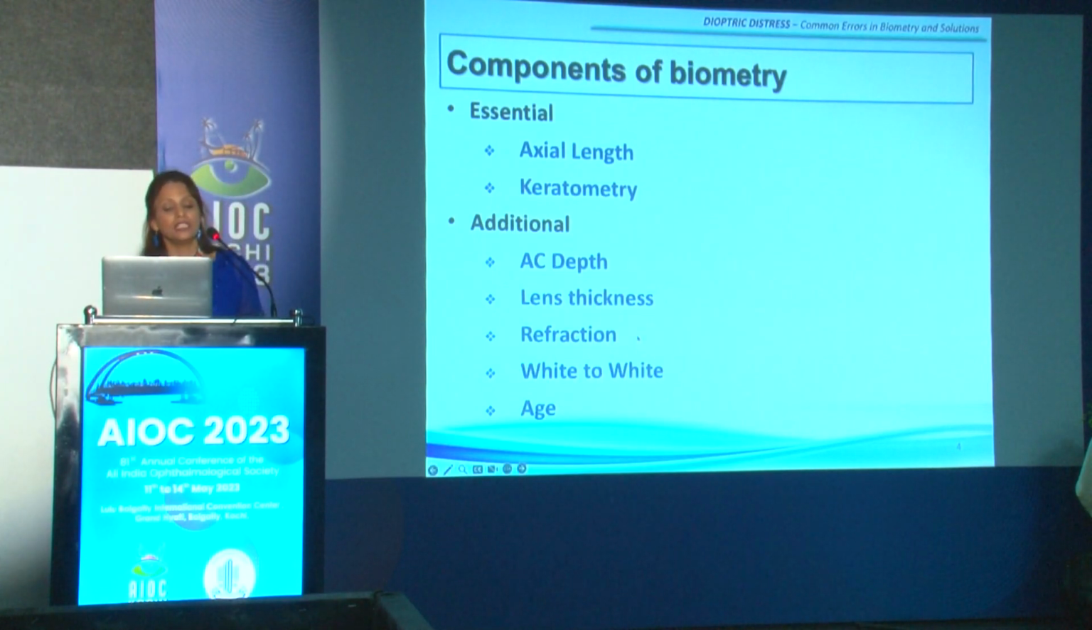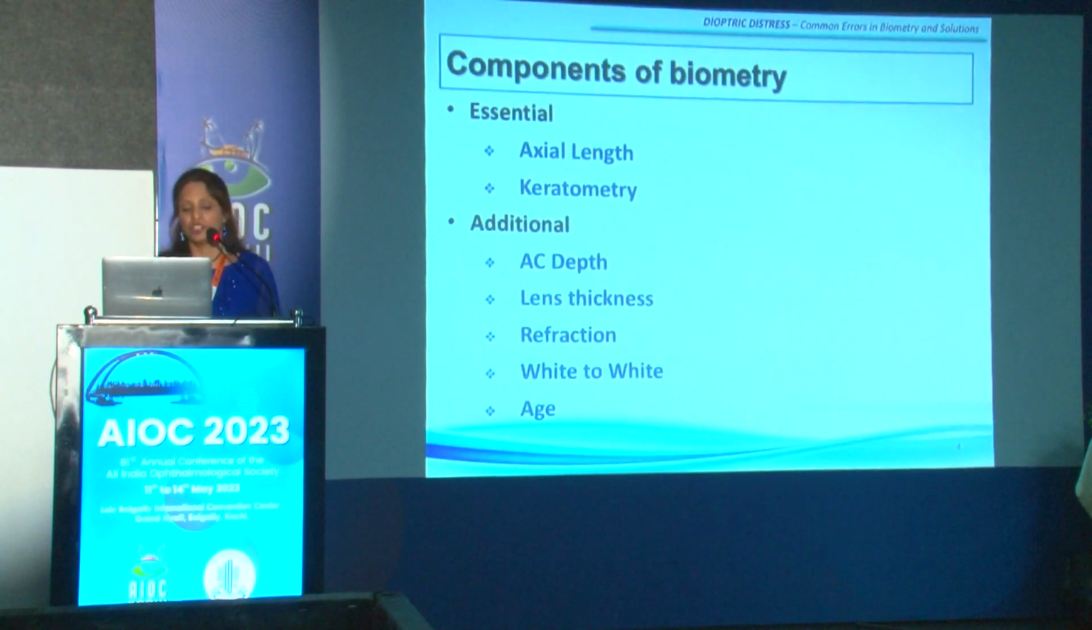As well as, remember, these 4 parameters, the keratometry, AC depth, lens thickness, and refraction, have a very, very important role in predicting your ELP, or the effective lens position, which is the actual position of the intraocular lens, which you are trying to predict before the surgery for that particular patient.